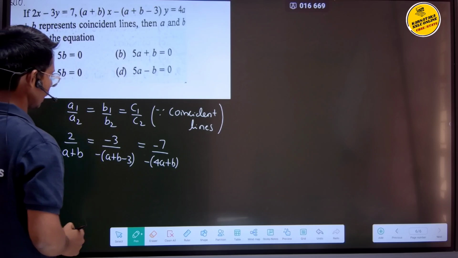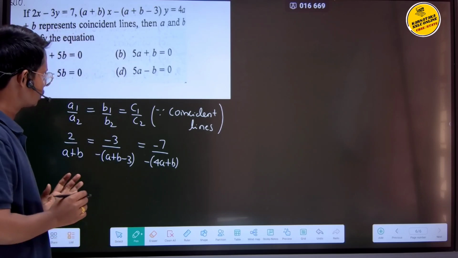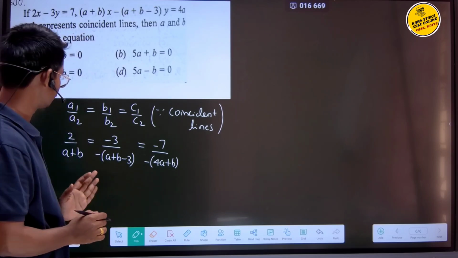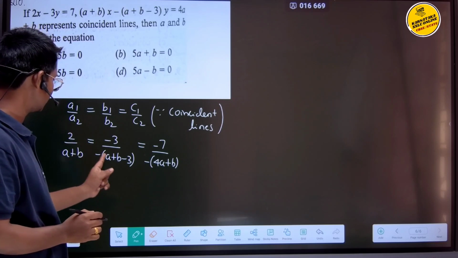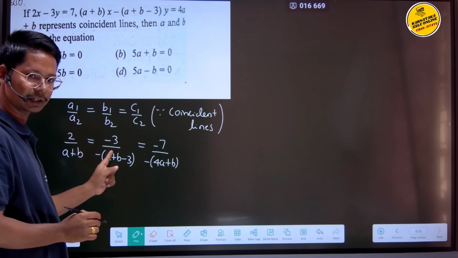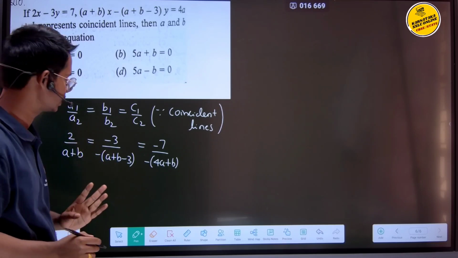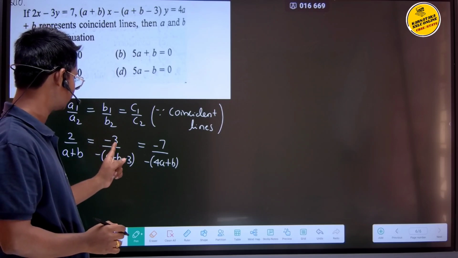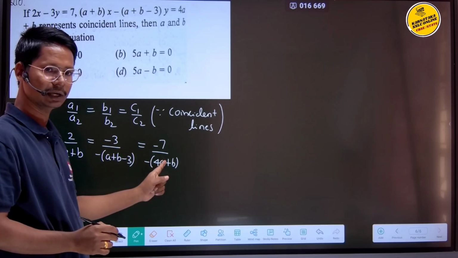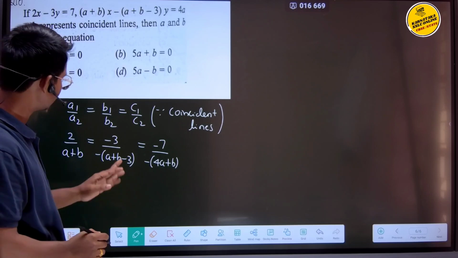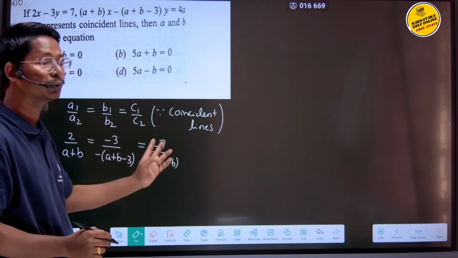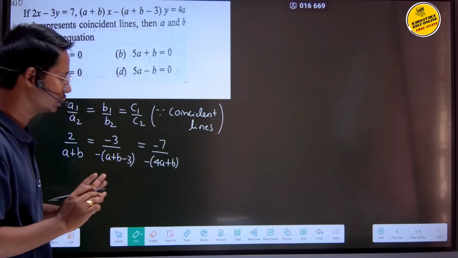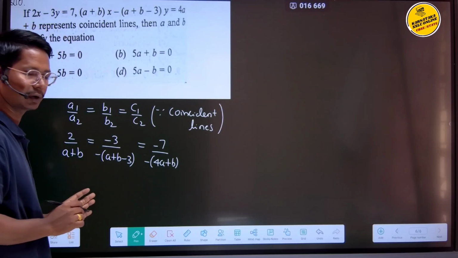Now I need to get values for a and b. I need to cross multiply the first two fractions, and I'll get one linear equation. Next I can multiply the second and third fractions to get one more linear equation, or even multiply the first and last. Both ways you'll get the same answer for a and b.